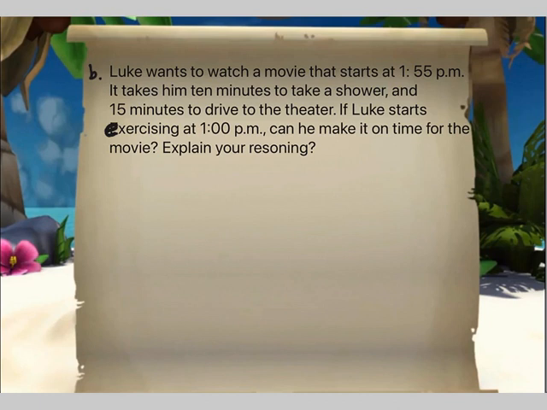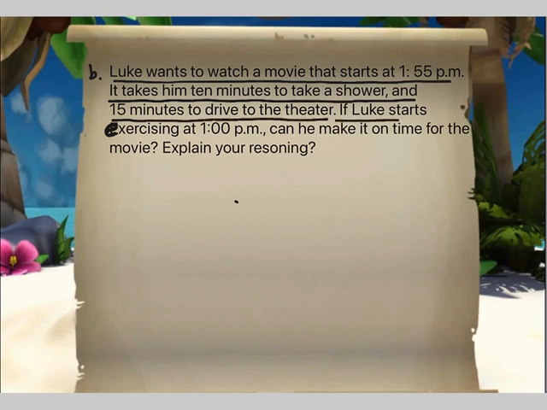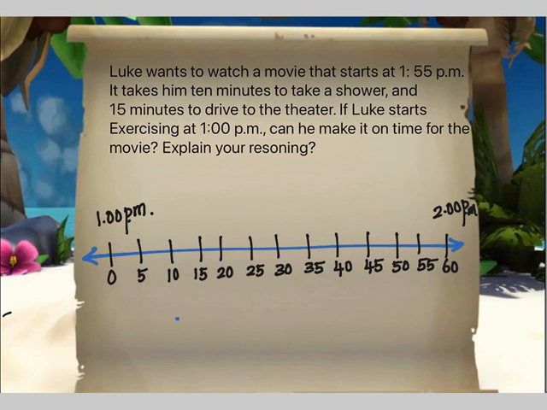Part B of the question is, Luke wants to watch a movie that starts at 1:55 p.m. It takes him 10 minutes to take a shower and 15 minutes to drive to the theater. If Luke starts exercising at 1 p.m., can he make it on time for the movie? Explain your reasoning. So we know that he has taken 35 minutes to exercise in part A, because we have already worked on that problem, right? So let us mark a point at 35.